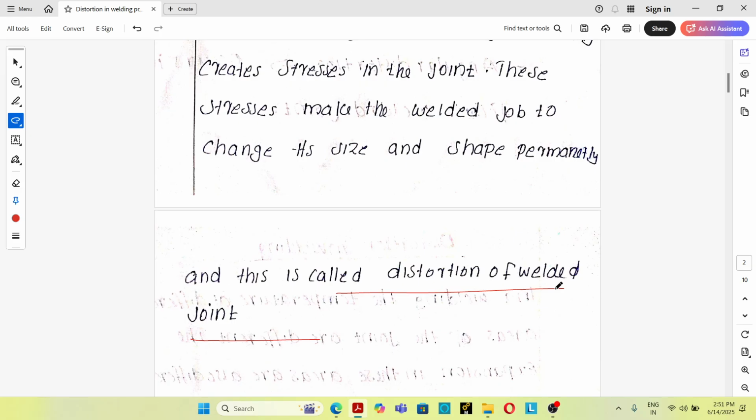So the reason behind distortion of a welded joint is uneven heating and cooling of the welded joint. The welded joint can't expand and contract locally, so it will create a stress. That stress permanently changes the shape and size of the welded joint. That is known as distortion of the welded joint.